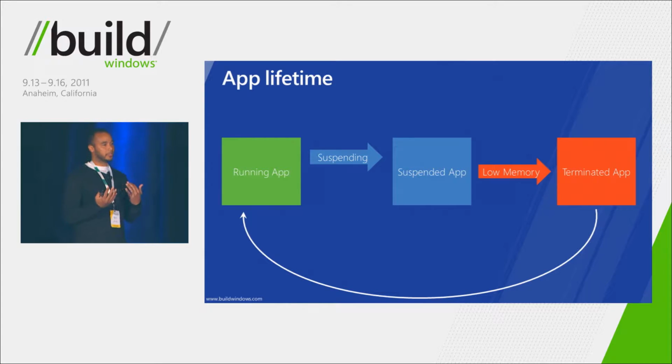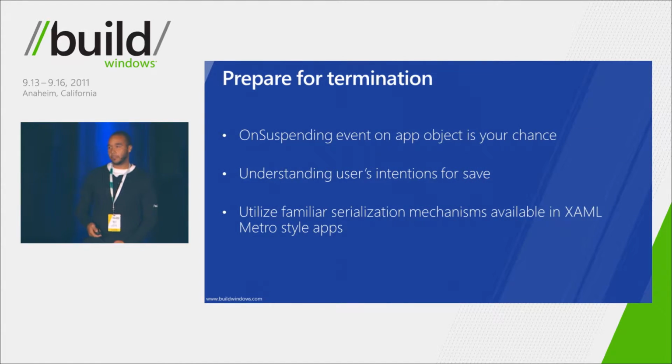And you can tell the difference as an end user: if I get a splash screen, I know I'm being activated because I wasn't running before. If I just switch back to it and the UI comes up automatically, that means it's resuming. Those are the semantics between the life cycles. So what should you do for termination?